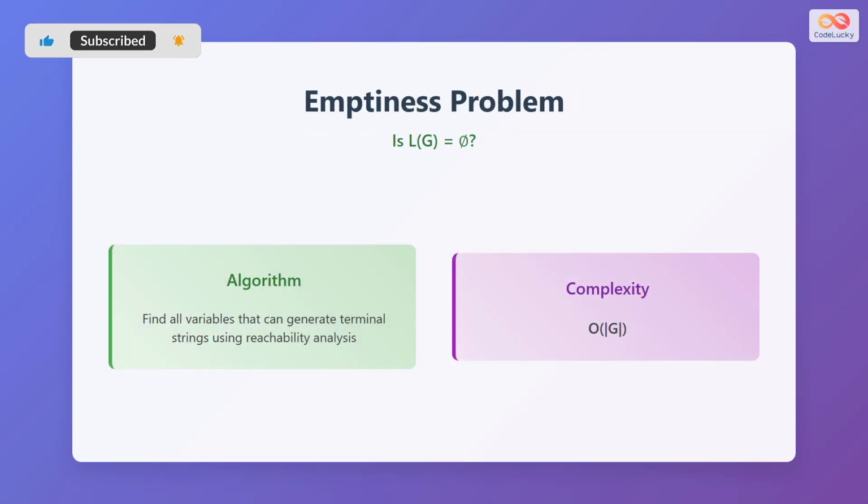The emptiness problem asks whether L of G equals the empty set or not. The algorithm to solve this involves finding all variables that can generate terminal strings using reachability analysis. The complexity of this algorithm is order of the size of G.